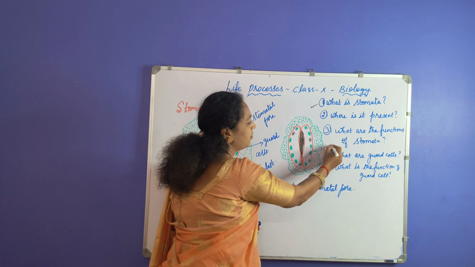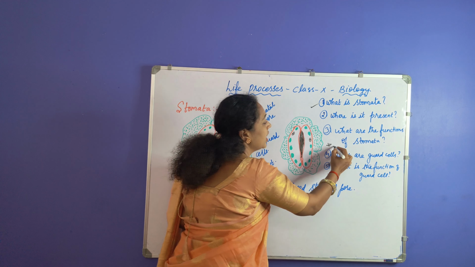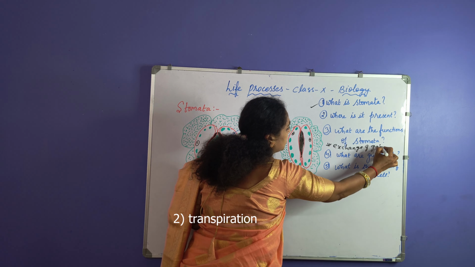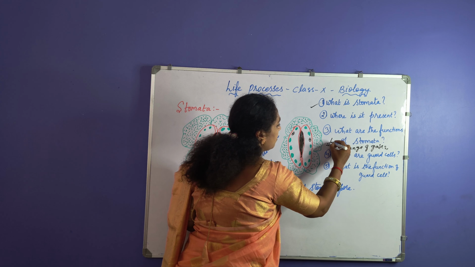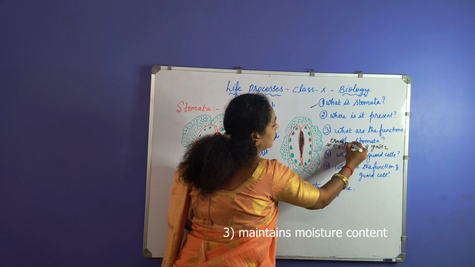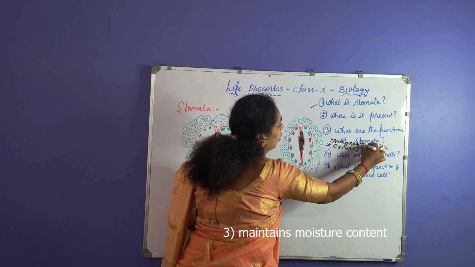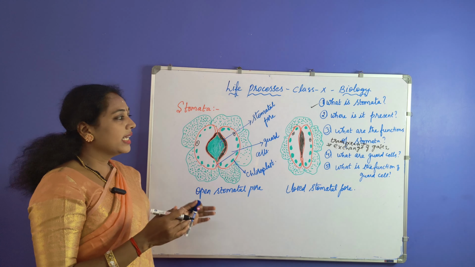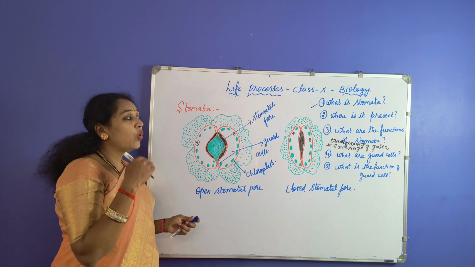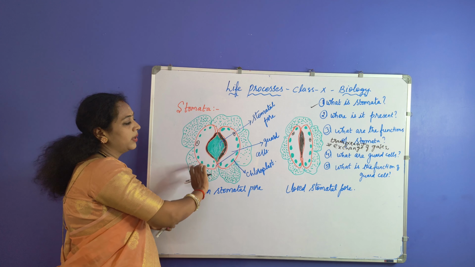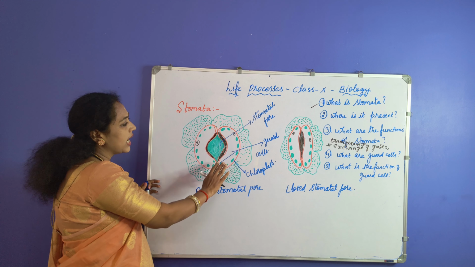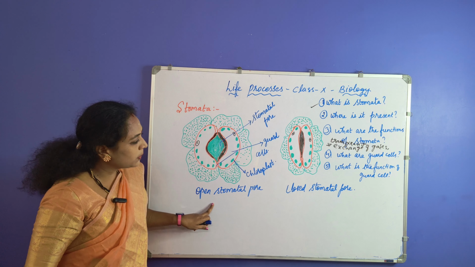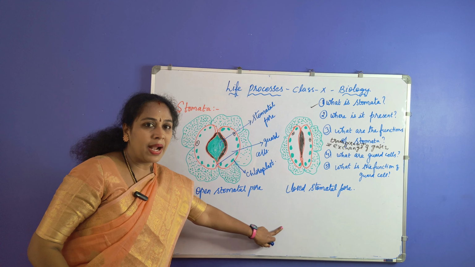So as we discussed the functions of stomata, the important thing is exchange of gases, then the next one is transpiration, followed by the maintenance of the moisture level. So these are the functions of stomata. And what are guard cells? As I told you, they cover the opening, and this is the guard cell, and it contains chloroplast, and these pores open. This is the open stomatal pore, and that is the closed stomatal pore.